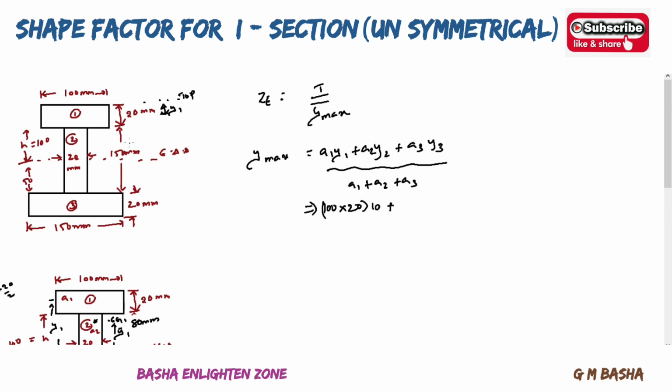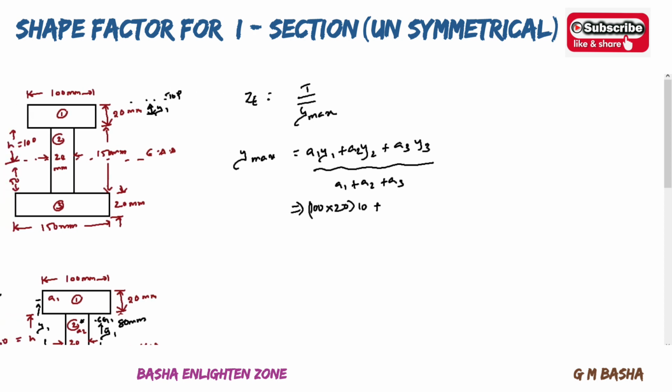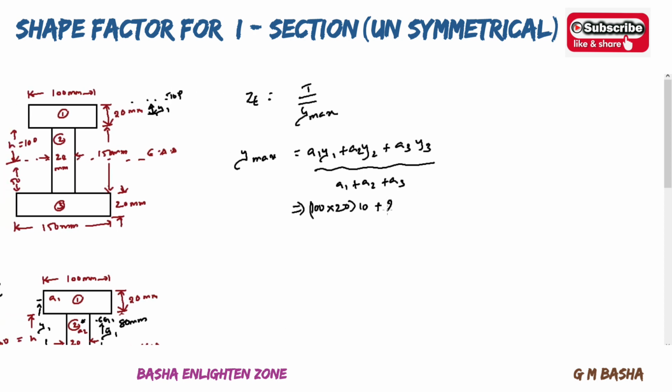A2 is 20 into this web part, how much will it be? 150. 20 into 150, into what is y2? y2 means this web part's distance to the top, this web part distance by 2 to the top. This is 150, 150 by 2 means 75 to the top. So this is 75, somewhere at a distance exactly from the center to the top, 75 plus this 20, which is 95.